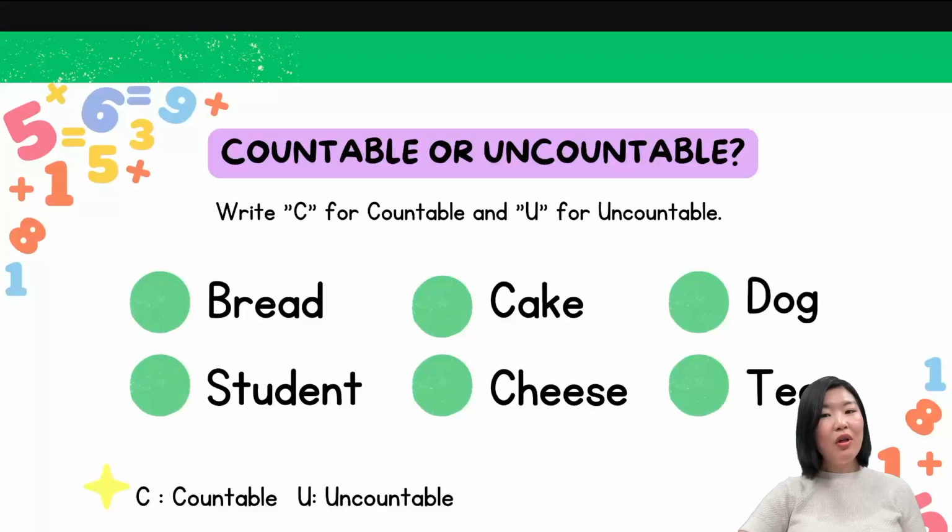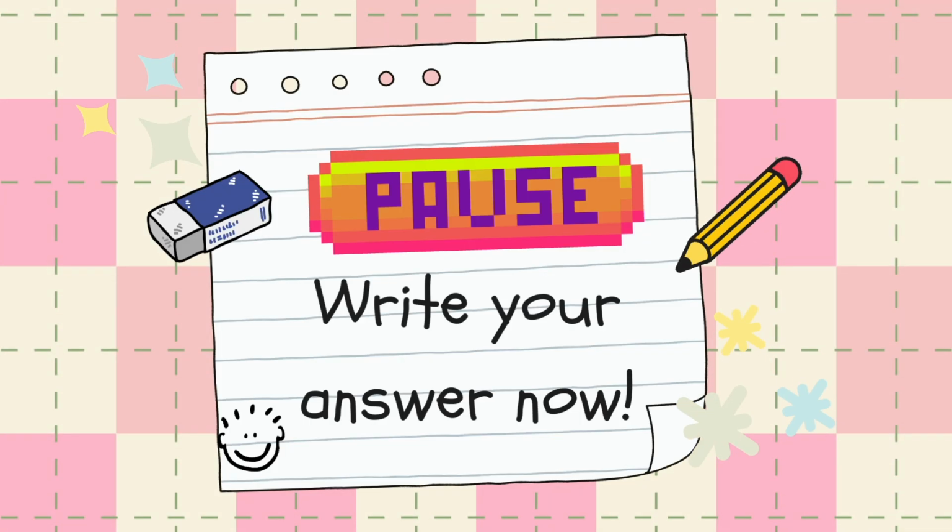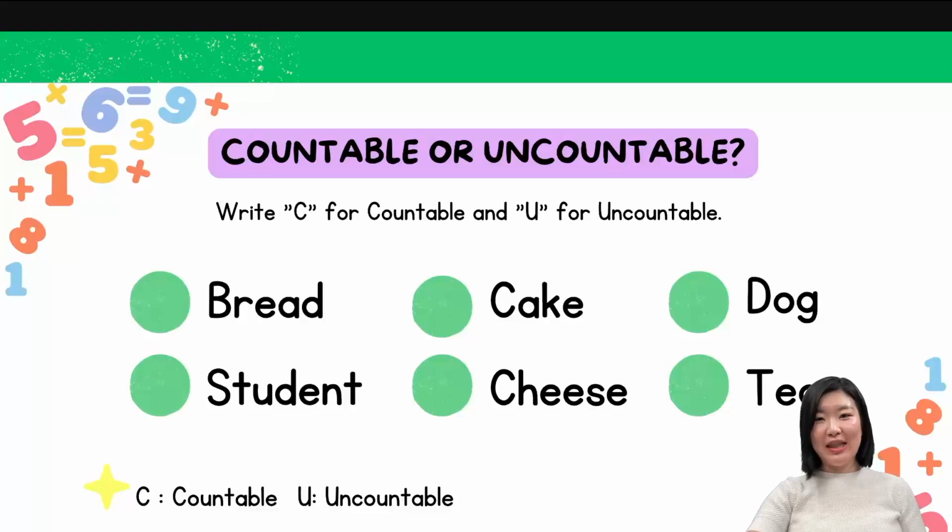So is it countable or uncountable? You can write C for countable and U for uncountable. Bread, cake, dog, student, cheese, and tea. Now let's take a look at the answers.